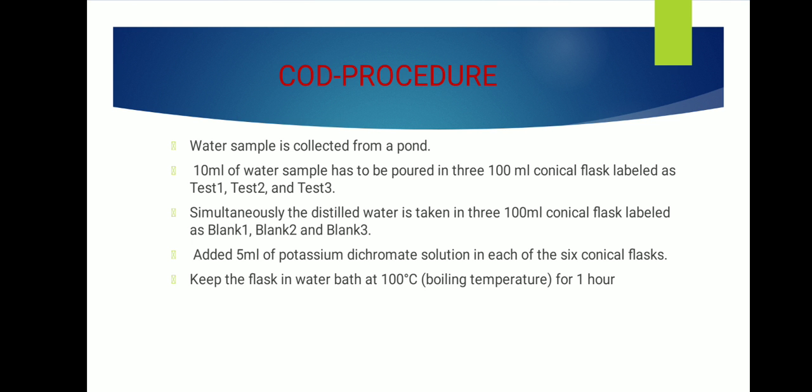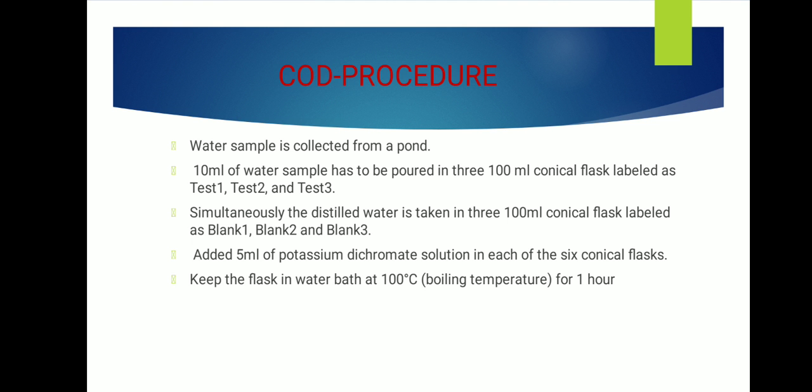And now let's see the procedure for the COD. First, the water sample is collected from any source, either pond or any other water body. 10 ml of water sample has to be poured in 300 ml conical flasks labeled as test 1, test 2 and test 3. Simultaneously, distilled water is taken in 300 ml conical flasks labeled as blank 1, blank 2 and blank 3.